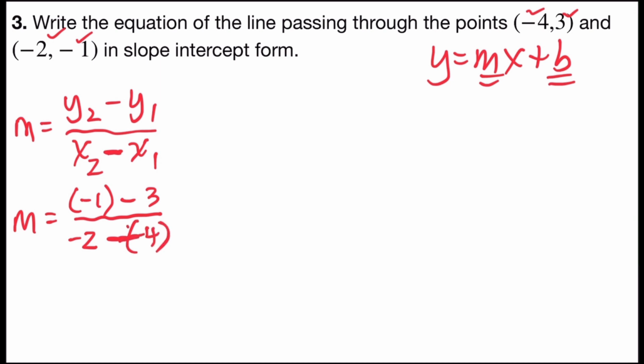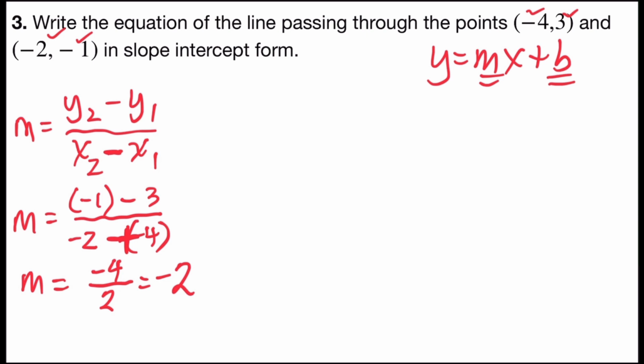And we know that double negative means plus. And so the slope will be -1 minus 3, which is -4 in the numerator, and -2 plus 4 is 2 in the denominator, and that's a clean division. -4 divided by 2 is -2. And so I know the slope of this line is -2.